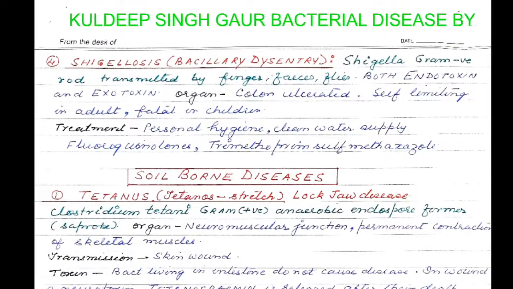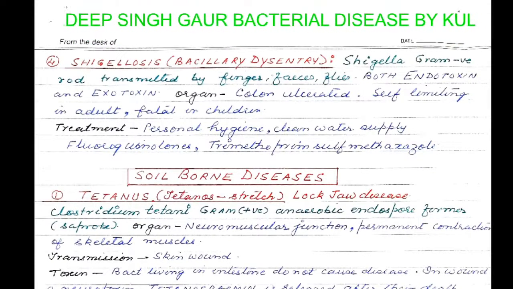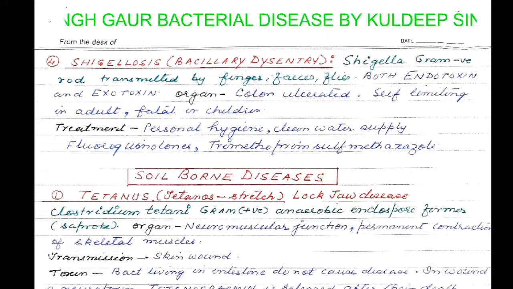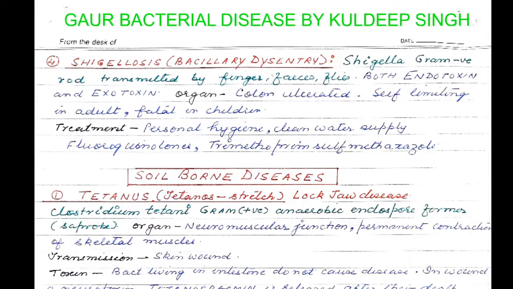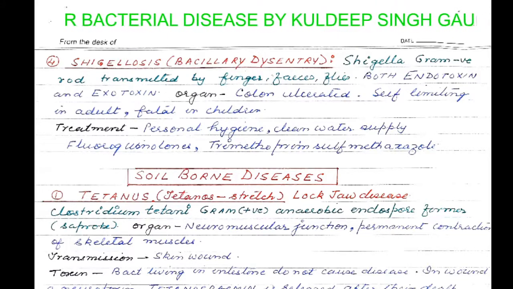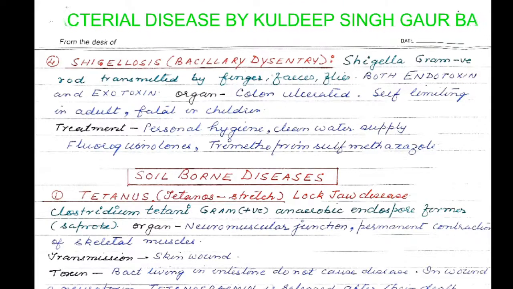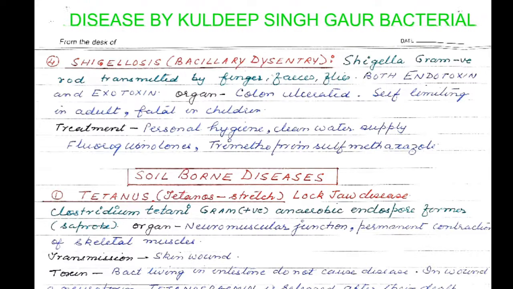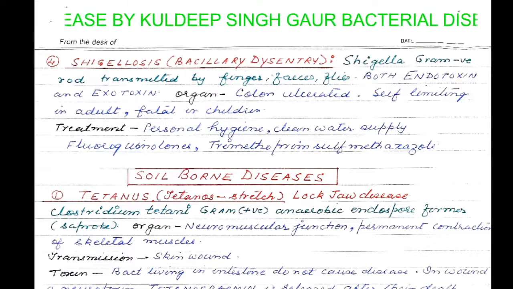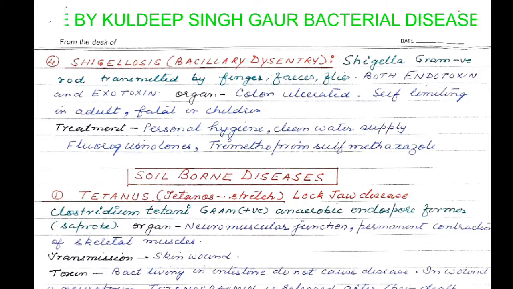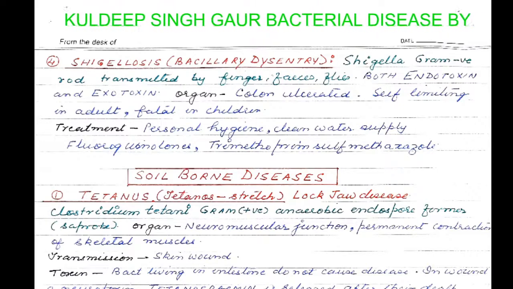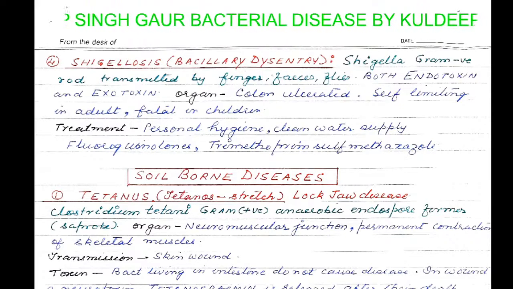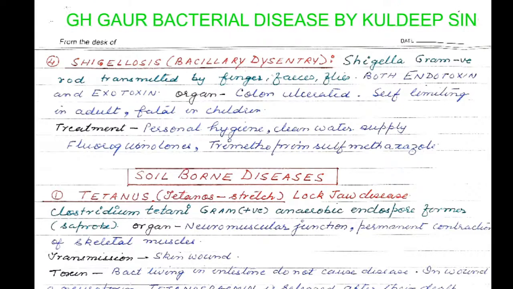Then we have shigellosis, which causes bacillary dysentery, or the disease is also called bacillary dysentery, caused by Shigella, which is a gram-negative rod-shaped bacteria. It is transmitted by contaminated fingers, feces and flies. It produces both endotoxins and exotoxins, and the organ which is affected is the colon, and the colon gets ulcerated. It is sometimes fatal in children, otherwise it is self-limiting in adults. The immune system overpowers it.